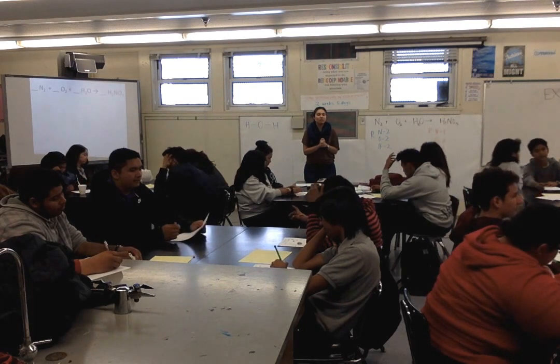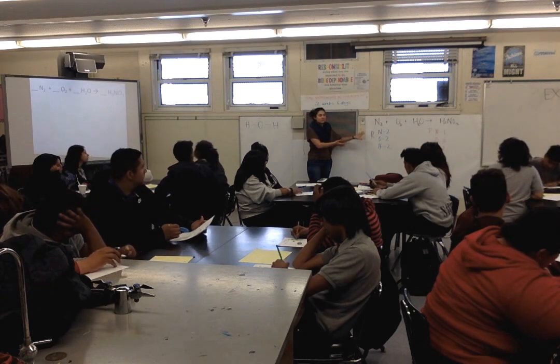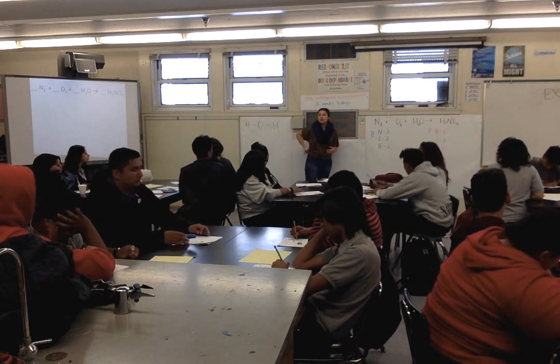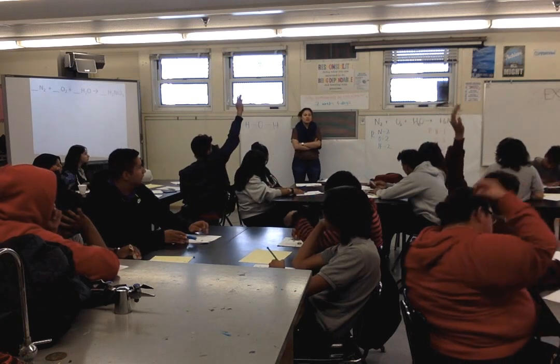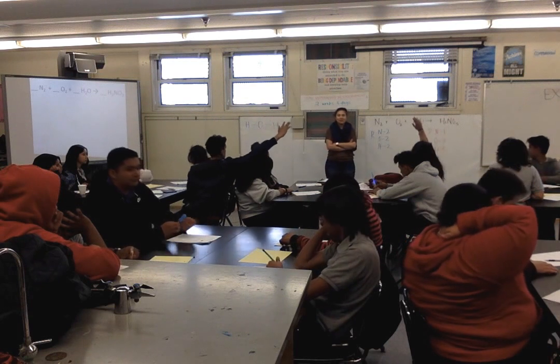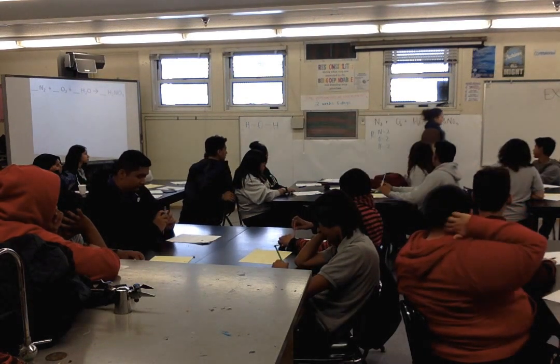Okay, so I did something wrong here. Take a minute and I want a hand once you see it. What did I do wrong? Go for it, Miguel. Because you have two oxygens and then one oxygen over there, so it has to be three oxygens.